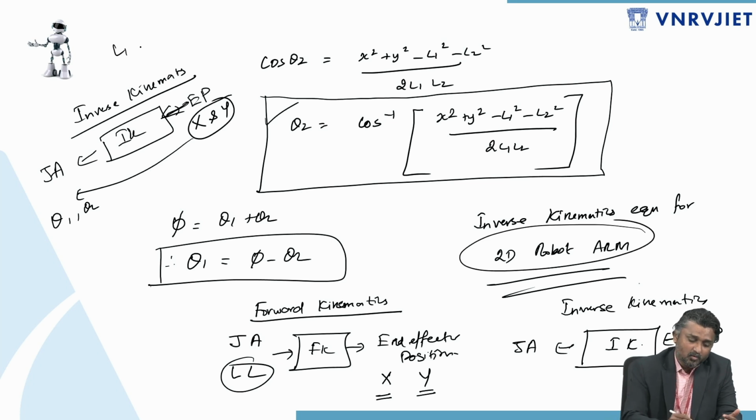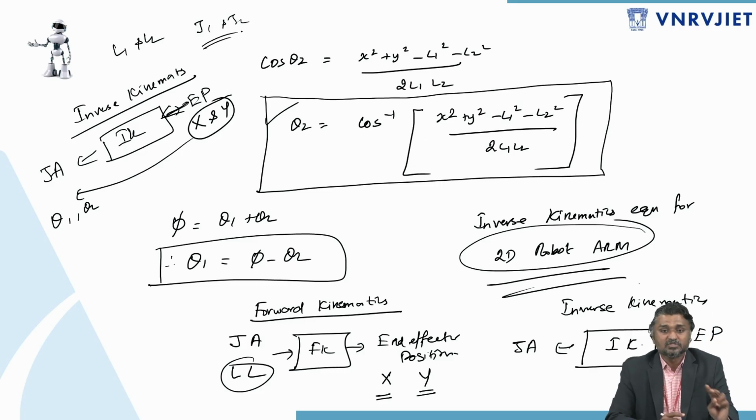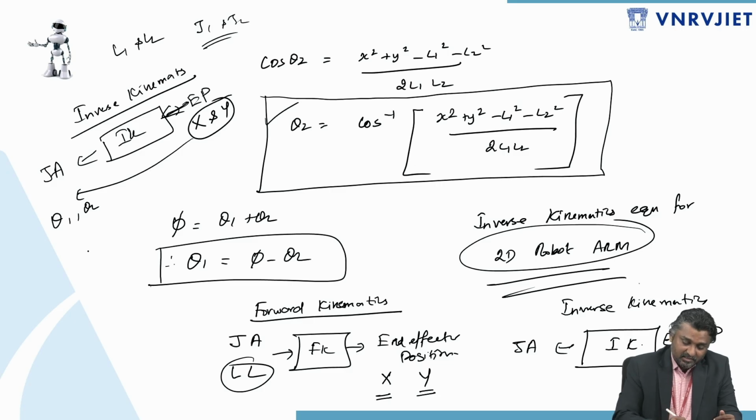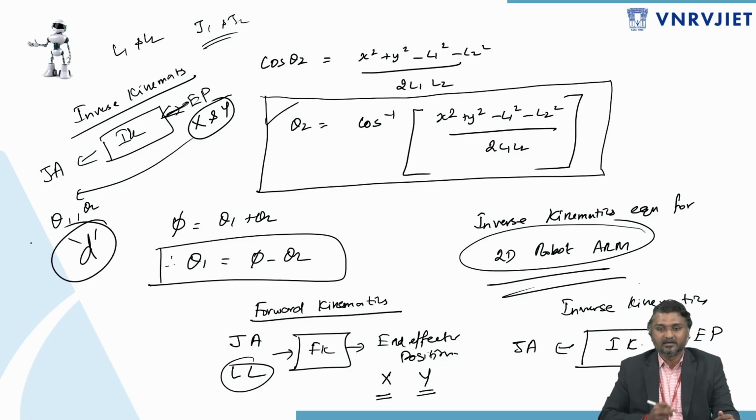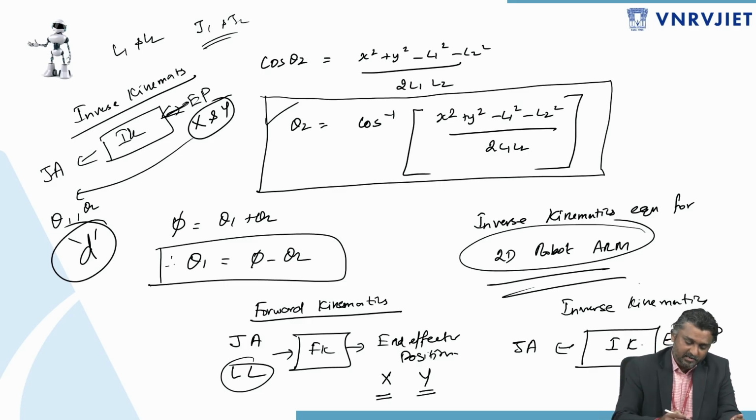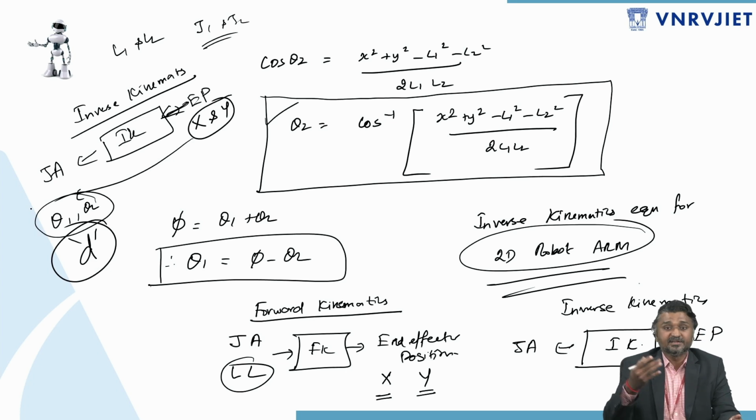I have only link 1 and link 2, and joint 1 and joint 2. I used two joints, and both are rotary joints. That's why I am identifying theta 1 and theta 2. In case I am using a linear motion joint, that means a prismatic joint, I have to identify the distance, not the angle. Here both joints are considered rotary joints, so I identified the joint angles theta 1 and theta 2. So these are the inverse kinematic equations for the 2D robot arm.